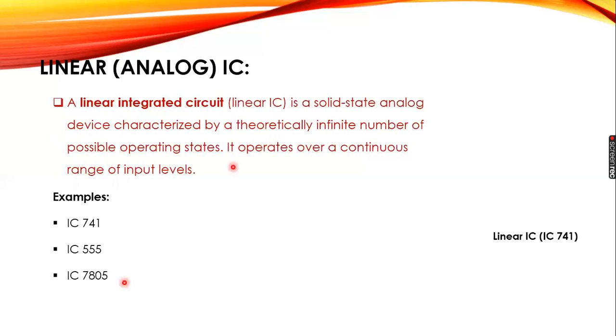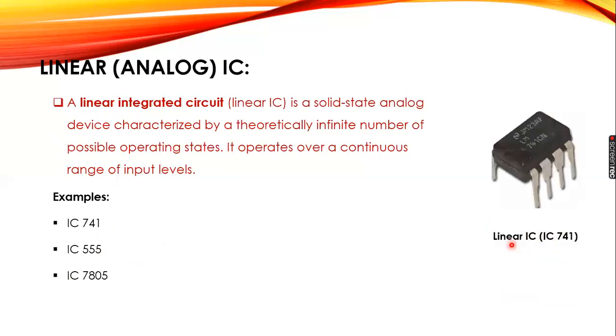These are a few examples of linear ICs. It is IC741, which is an operational amplifier. IC555 is a timer. IC7805 is a voltage regulator. Here we have shown a picture of IC741.